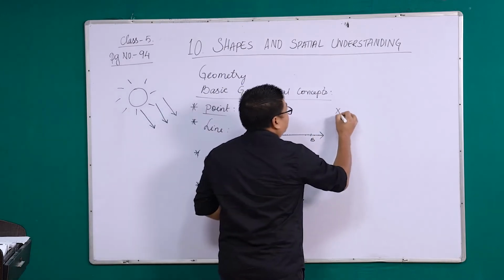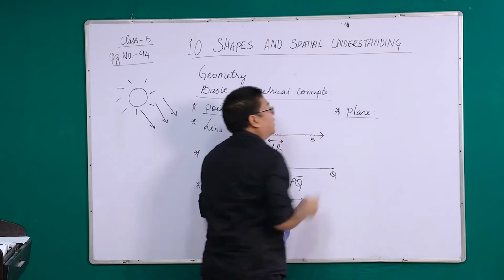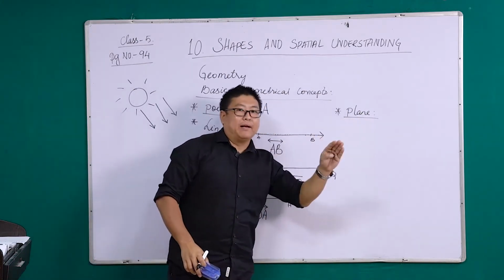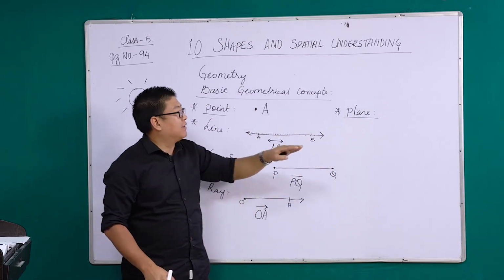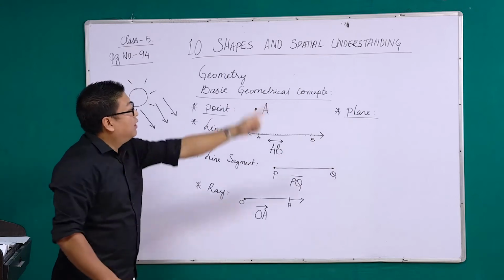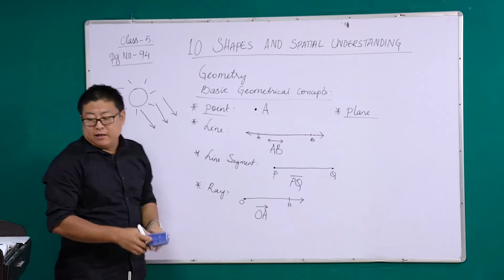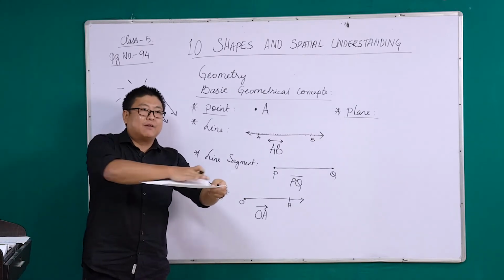And finally, there's one more thing that we have to learn about, which is plane. Now here we're not talking about aeroplane, okay? Here we're talking about a plane, a flat surface. So plane is simply a flat surface. Look at this whiteboard. It has a flat surface. So this is also a plane. If you look at the paper, it is a flat surface.